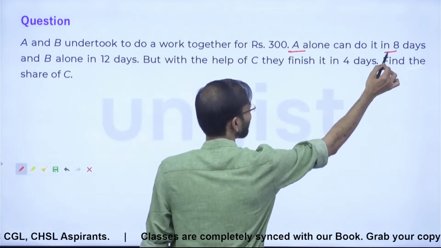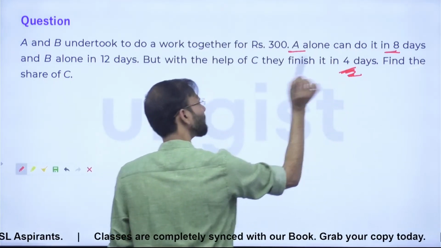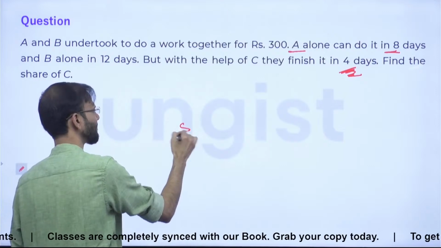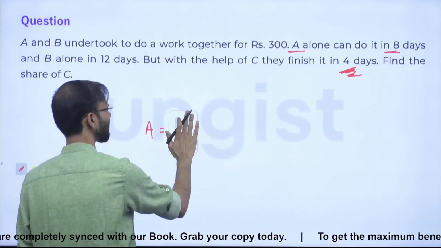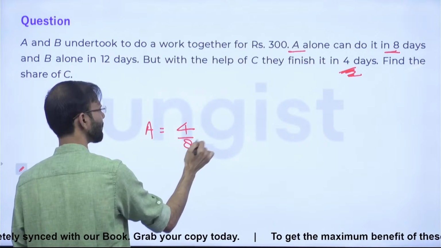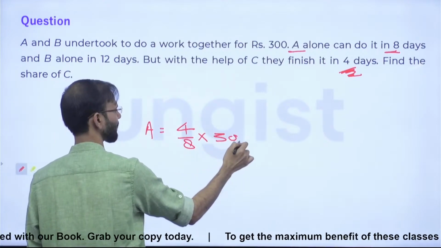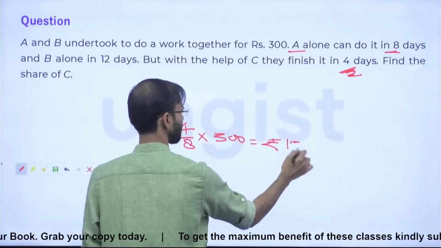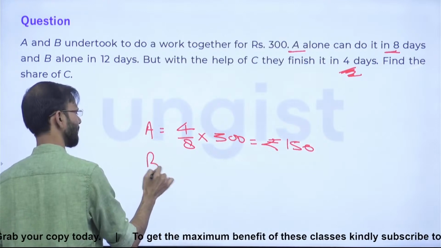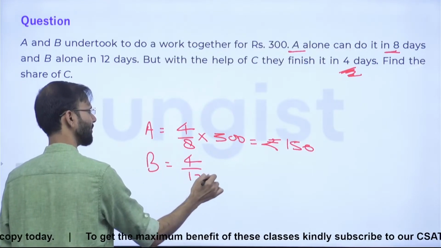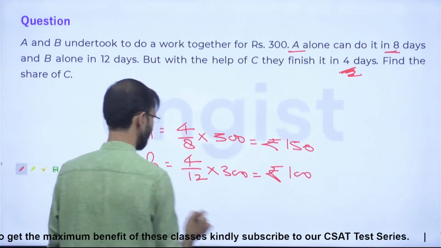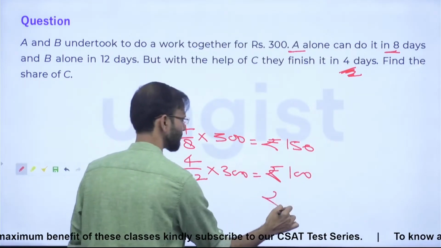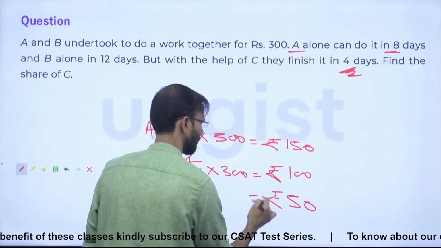A जो है वो 8 days में काम कंप्लीट कर सकता था, तो he worked on 4 days. It means 50% work was done by A only, right? Or you can say 4 by 8 of what? 300. So this is rupees 150. ठीक है? B is 4 by 12 of rupees 300. So this is rupees 100. So the rest is the share of C, which is rupees 50. Done.